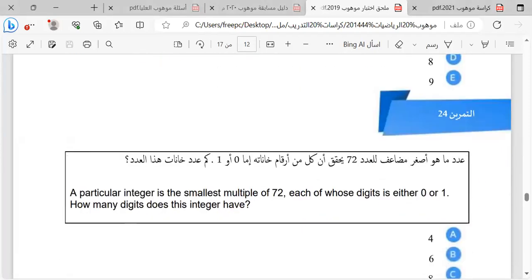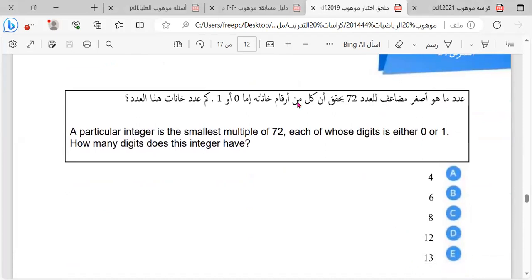question number 24. Can I read? Okay, Ali, so free, please, Ali. A particular integer is the smallest multiple of 72, each of whose digits is either 0 or 1. Right. What will I do here? Yalla, my student.